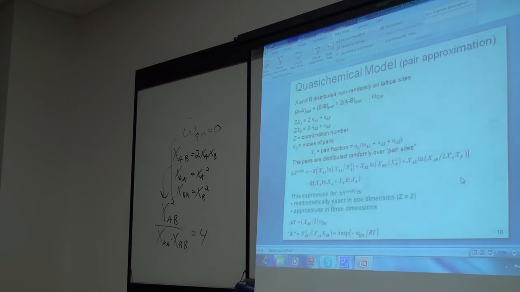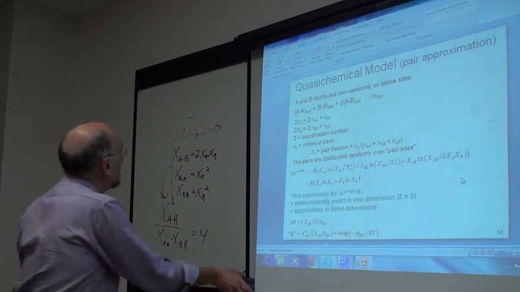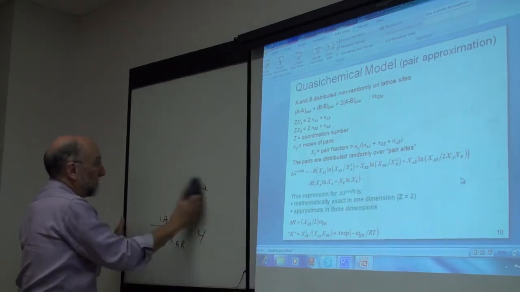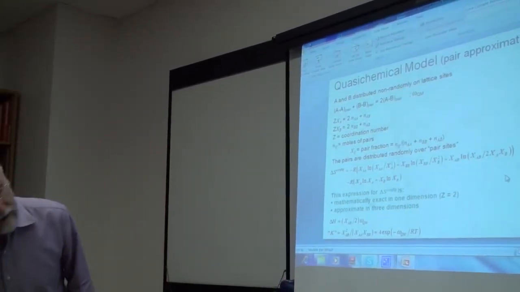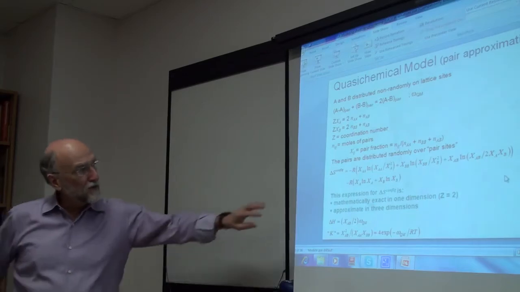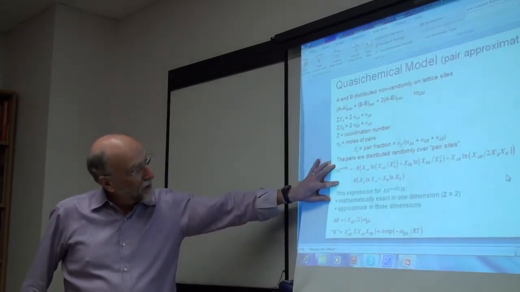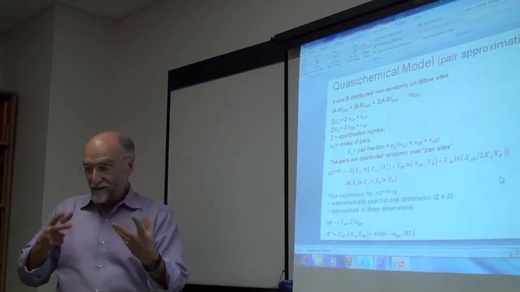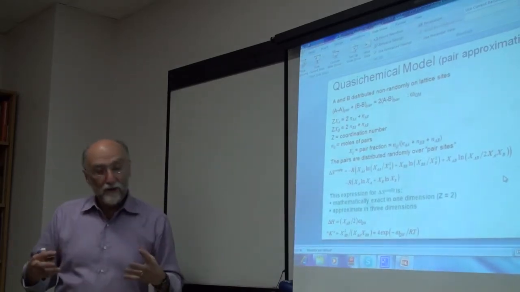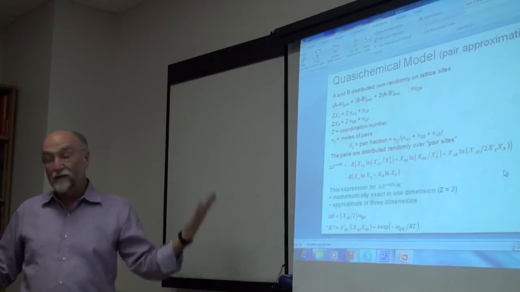Okay, so what did I say? This expression is mathematically exact in 1 dimension, approximate in 3 dimensions. I'll go into this a little bit more later. This is one problem. This is the quasi-chemical model. It's not that the concept is approximate. The reason we're using an approximate expression for the configurational entropy is not because the model is approximate here, but because we cannot write the mathematics of it.